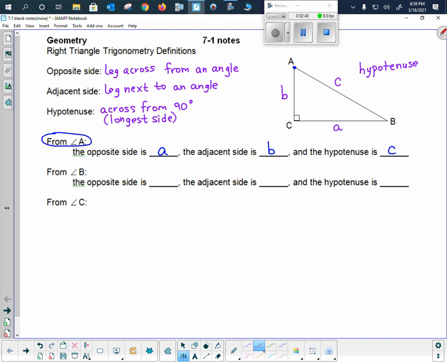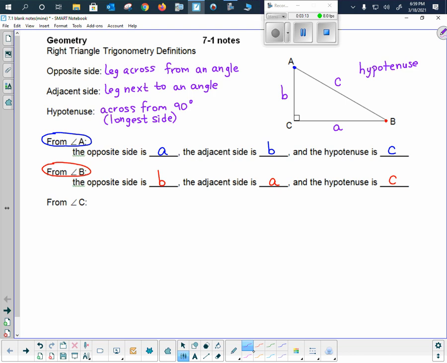Okay, so now, change our perspective, we'll change colors. So from angle B's perspective, now you're standing here at angle B. Well, the opposite side now, across from angle B, is the lowercase b that we labeled earlier. The adjacent side, if you're standing at B, it's between A and C, but C is the hypotenuse. So the adjacent side is lowercase a, and the hypotenuse, like we said, is always C.